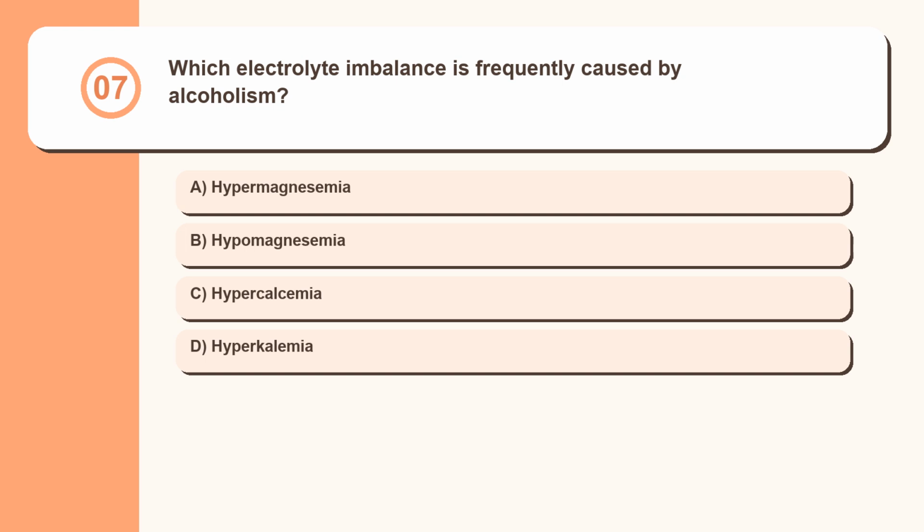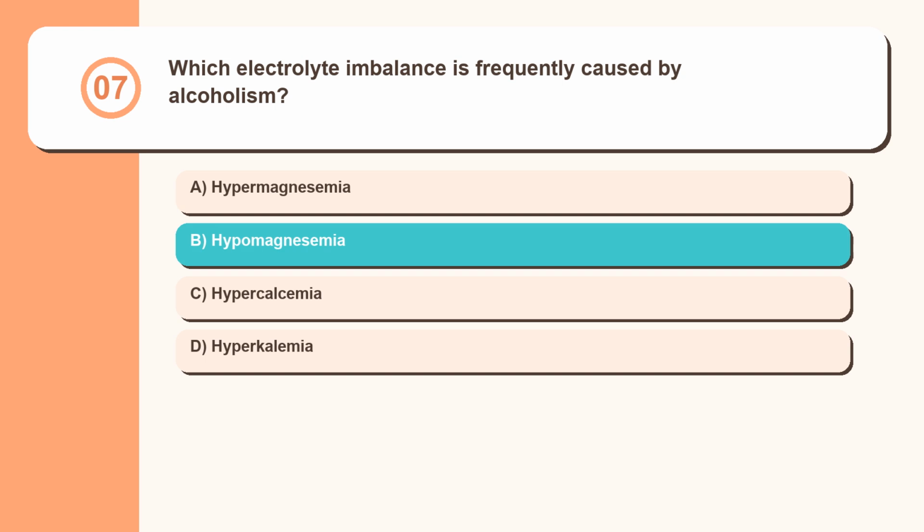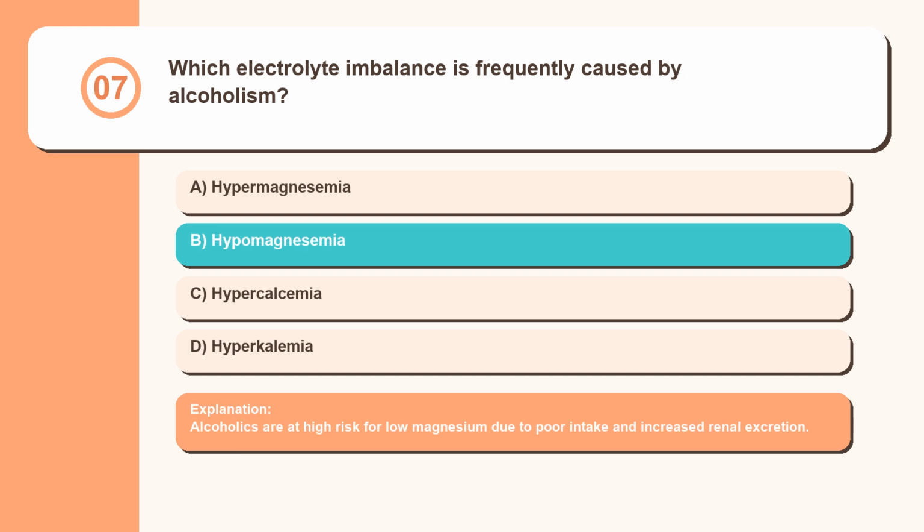Question 7. Which electrolyte imbalance is frequently caused by alcoholism? Hypermagnesemia, hypomagnesemia, hypercalcemia, hyperkalemia. Alcoholics are at high risk for low magnesium due to poor intake and increased renal excretion.